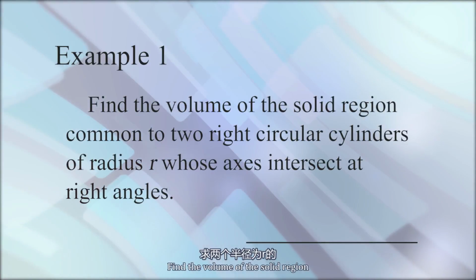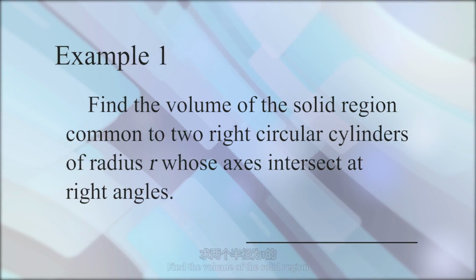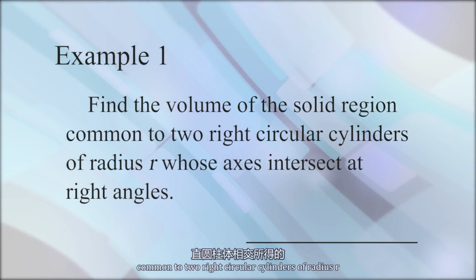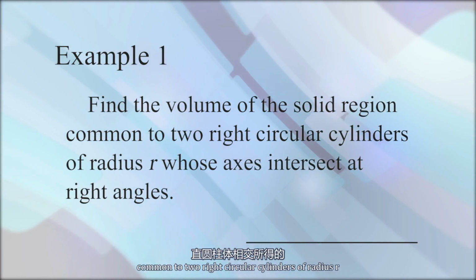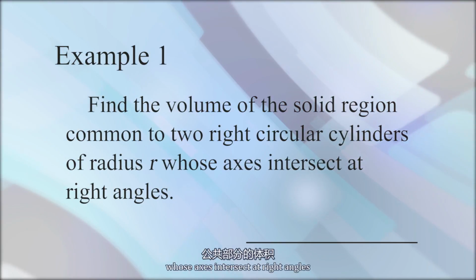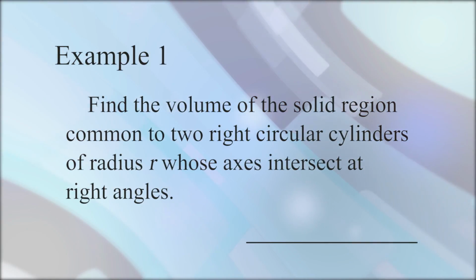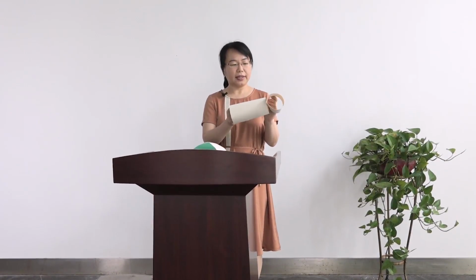Example 1. Find the volume of the solid region common to two right circular cylinders of radius r whose axes intersect at right angles. Just like these two cylinders. This one goes through this, and the common region is the object we are going to find. I just explained that, but maybe it's hard to understand.